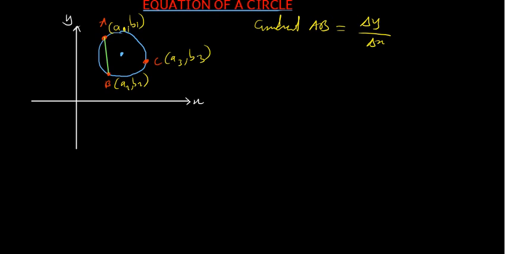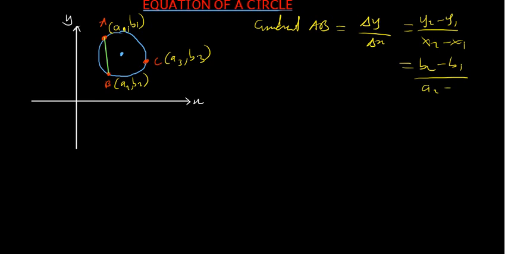So the gradient of AB is going to be given by the change in y. So let's take this and then that. The change in y is given by y2 minus y1 over x2 minus x1. So our y2, let's get this one, our y2 is b2. Our y1, let's take that as the y1, so that is minus b1. Over our x2, let's take this, a2.